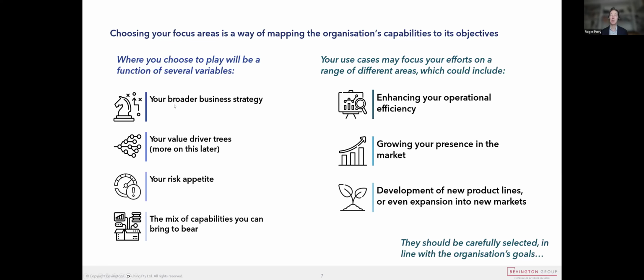So if we go to the left-hand side, where your focus will depend on your broader business strategy, what are you trying to do? So if you were, for example, intending to be the lowest cost provider in a particular market, you may very well be tempted to focus on operational efficiency. Your value driver tree. We'll talk about this in a bit more depth, but you break down whatever your primary objective is into its component parts, and choose the place to play in those component parts that you think is most relevant and will have the biggest impact related to your strategy, as I said.